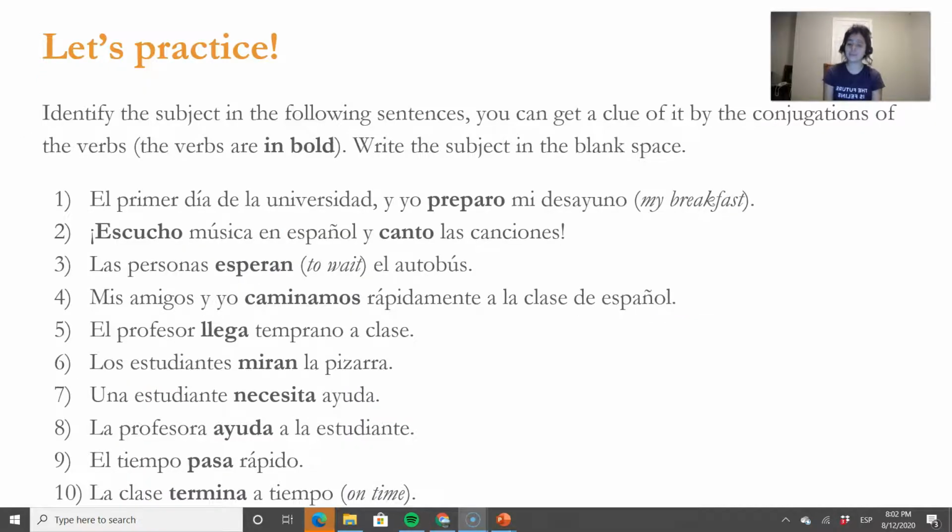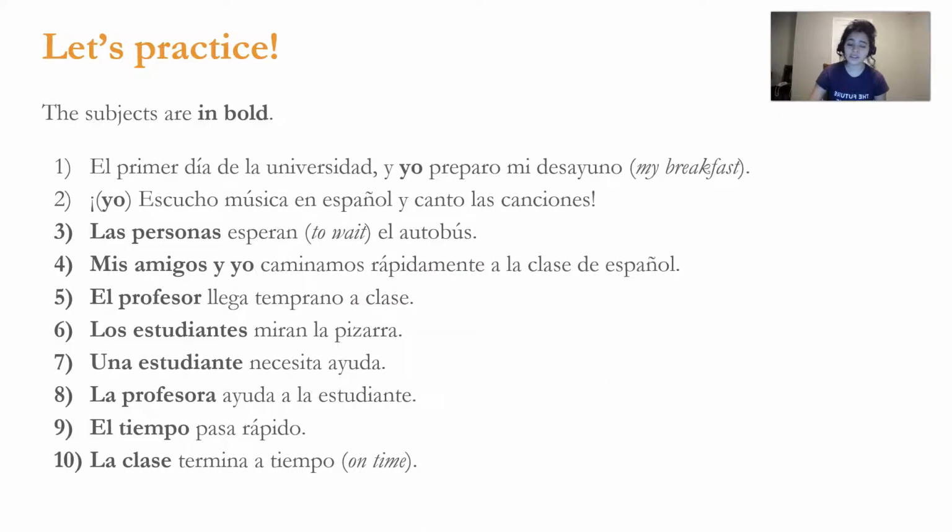Okay, let's practice. For the first practice, you will have to identify the subjects in the following sentences. You can get a clue of it by the conjugations of the verbs. The verbs, I put them in bold, so here are the verbs: preparo, escucho, canto, esperan. So you have to write the subject in the blank space after the sentence. Here we have the answers, so if you want to check your answers, just pause the video and see them.